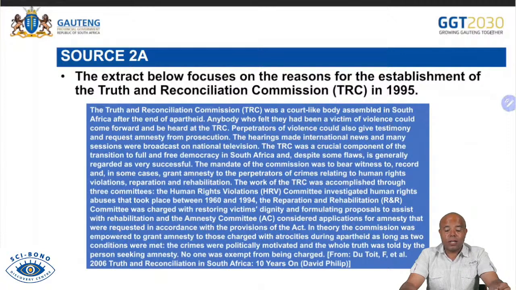The extract below focuses on the reasons for the establishment of the Truth and Reconciliation Commission in 1995. The Truth and Reconciliation Commission was a court-like body assembled in South Africa after the end of apartheid. Anybody who felt that they had been a victim of violence could come forward and be heard at the TRC. Perpetrators of violence could also give testimony and request amnesty from prosecution. The hearings made international news, and many sessions were broadcast on national television. The TRC was a crucial component of the transition to full and free democracy in South Africa, and despite some flaws, it is generally regarded as very successful.